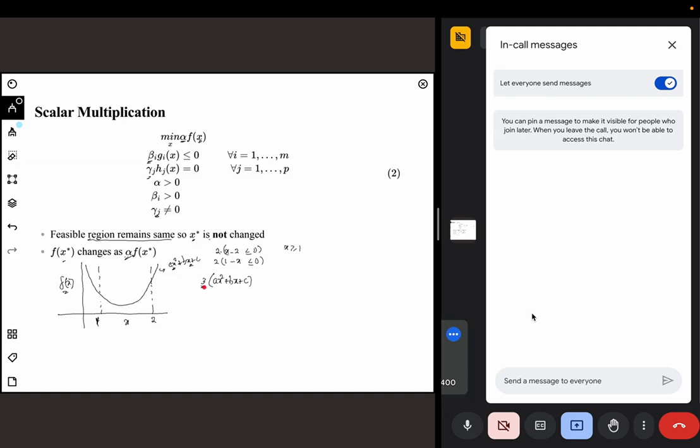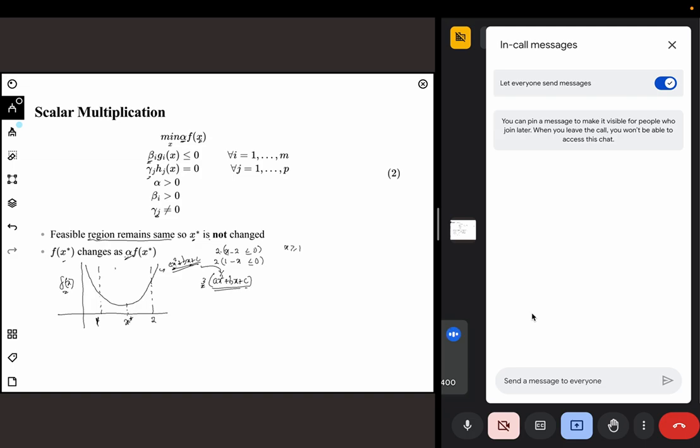Since this is a positive constant, wherever the minimum occurs for this function, it will be the same for this one also. It will just be scaled by 3. So the optimal value will not change. If this is the optimal value x star, it is not going to change when I multiply these bounds with some constants. Now let's say we have an equality constraint also.